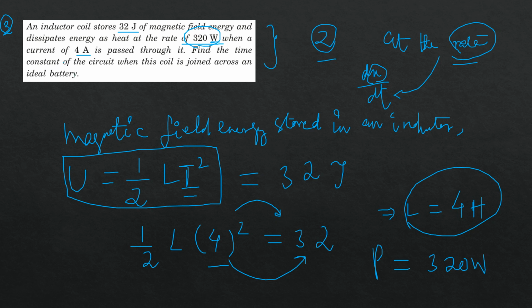When a current of 4 ampere is passed through it, find the time constant of the circuit when this coil is joined across an ideal battery. Okay. So time constant means tau. Time constant is tau. Tau formula is what? Tau formula is L by R. Inductance by resistance. In an inductor circuit, time constant tau is L by R.